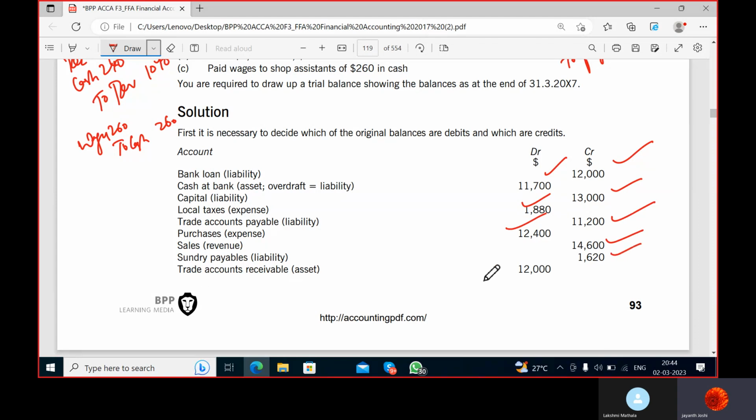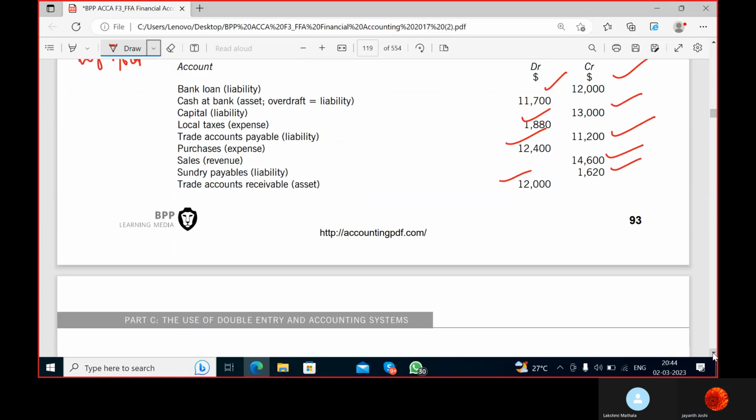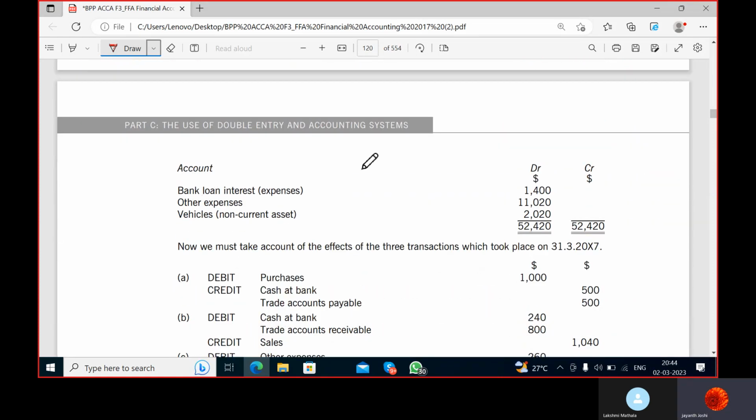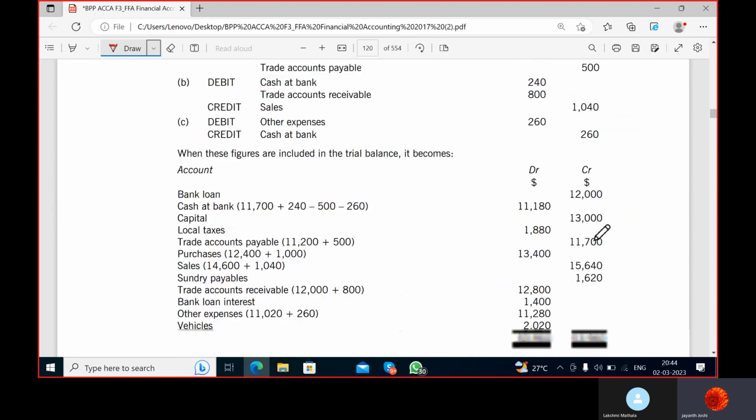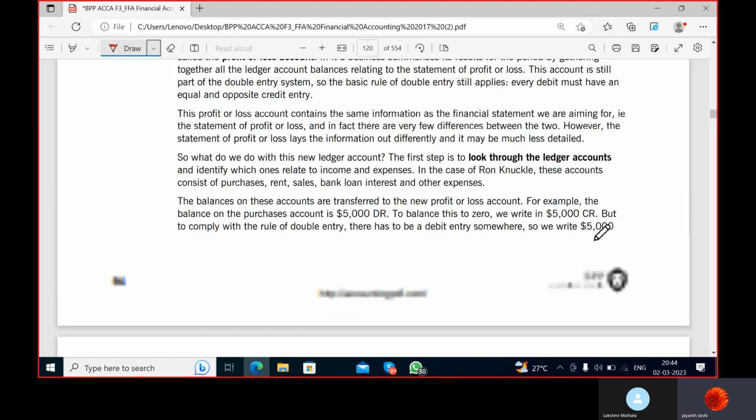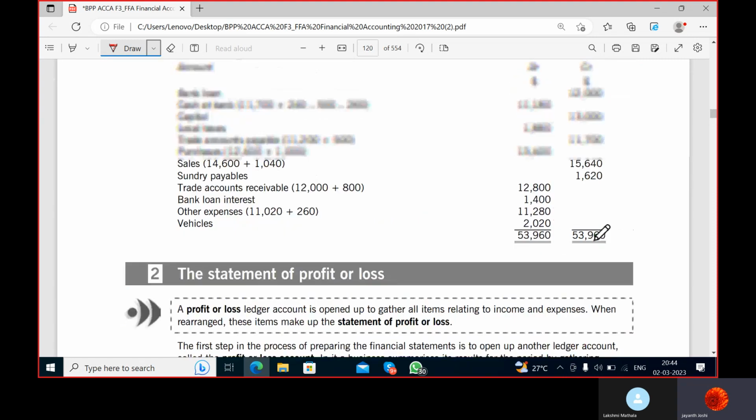Okay, trade accounts receivable is an asset, a debit. Bank loan interest is an expense, a debit. Other expenses are expenses, debit. Vehicles is a non-current asset, a debit. Okay. And when you see the total, the balances match. The debit total is always equal to the credit total. Once I have a look through this, then we'll try to adjust those adjustments. Journals have passed, we'll adjust, then we'll go for the statement of profit or loss.